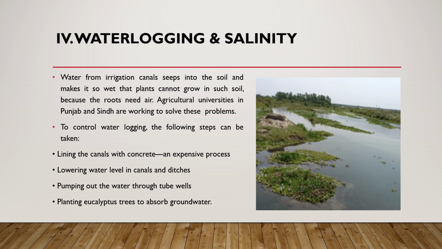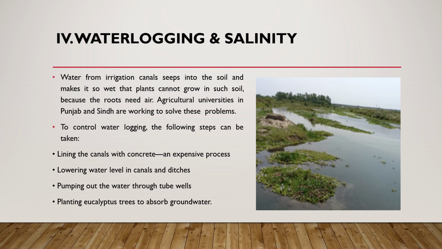The last is waterlogging and salinity. Next is waterlogging. Water from irrigation canals seeps into the soil and makes it so wet all the year that plants will not grow because the roots need air.